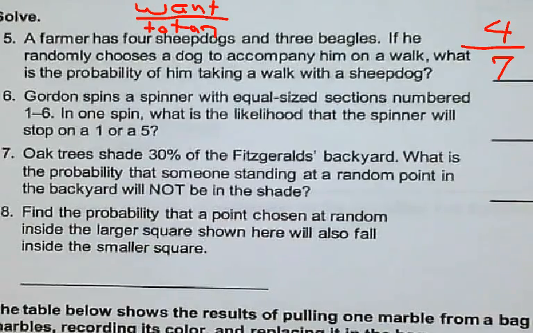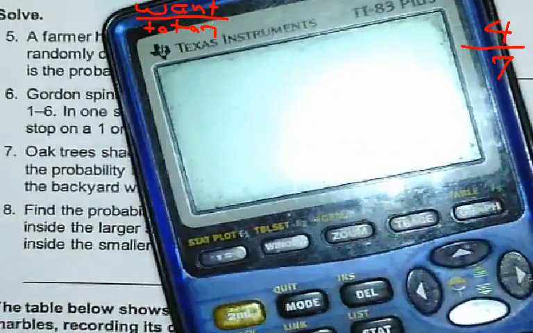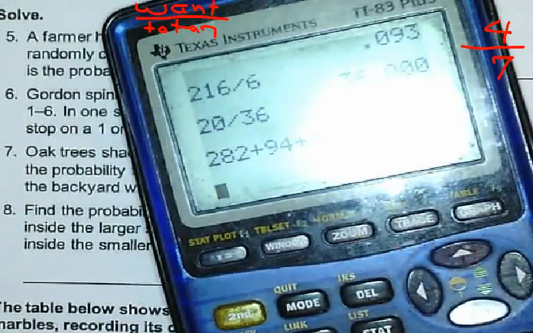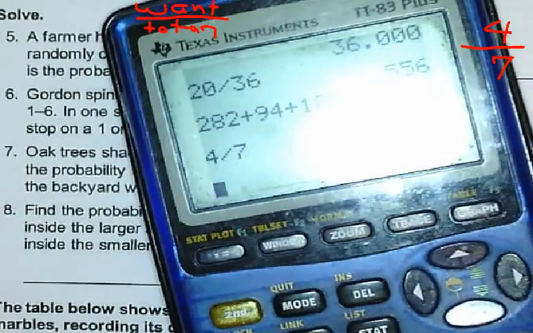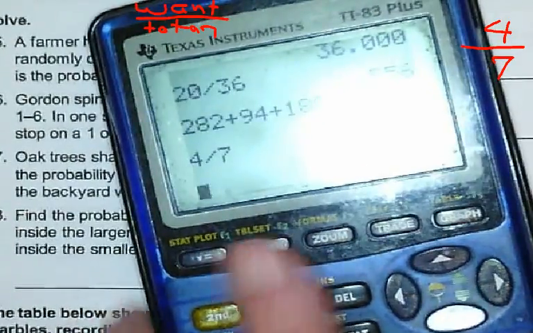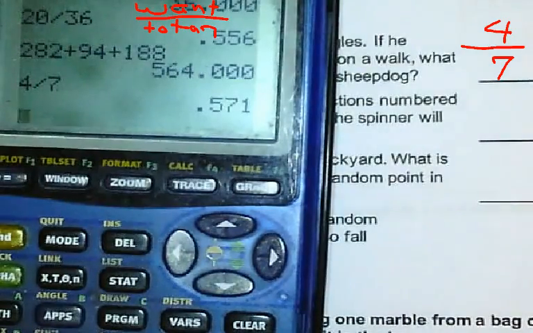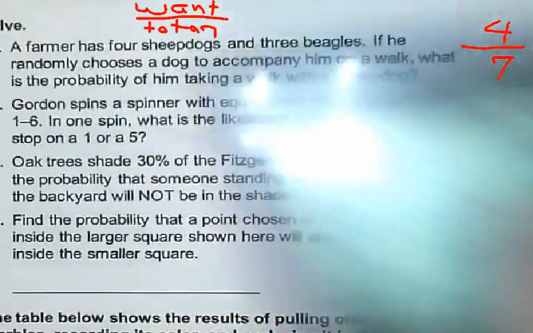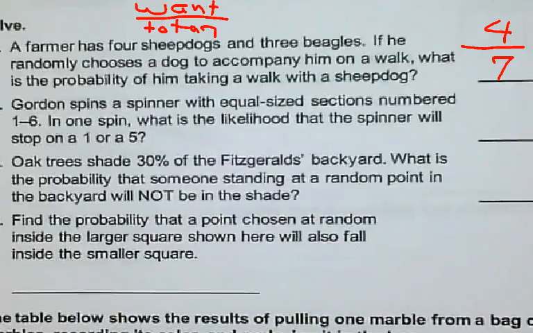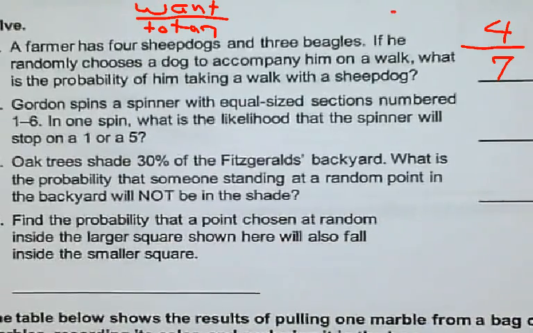What's the probability of him taking a walk with a sheepdog? Now remember, probability can be written as a fraction, 4 divided by 7. You always start by making it a fraction. But you can also write a percent if you want. That would be 57.1%. Or if you round it off, it'd be 57%. But you can say 57.1% if you want. So where can we write that? We can write that right here.